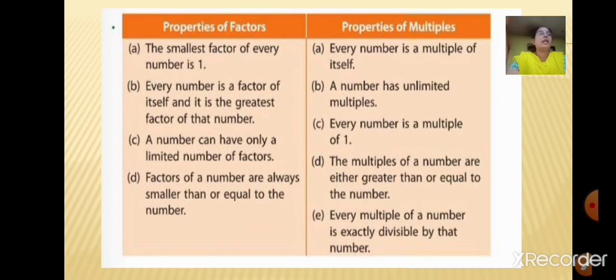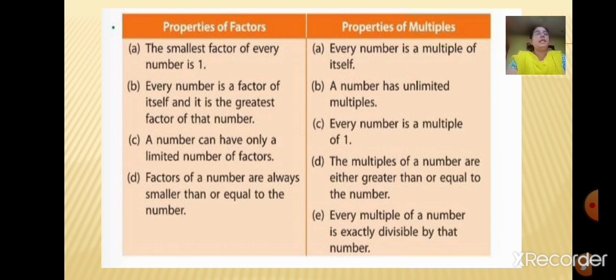Now let us take a quick recap of the properties of factors and multiples, which we have already done. The first property of a factor is that the smallest factor of every number is 1. All these points you have to revise and keep in mind. The second property of a factor is that every number is a factor of itself and it is the greatest factor of that number.